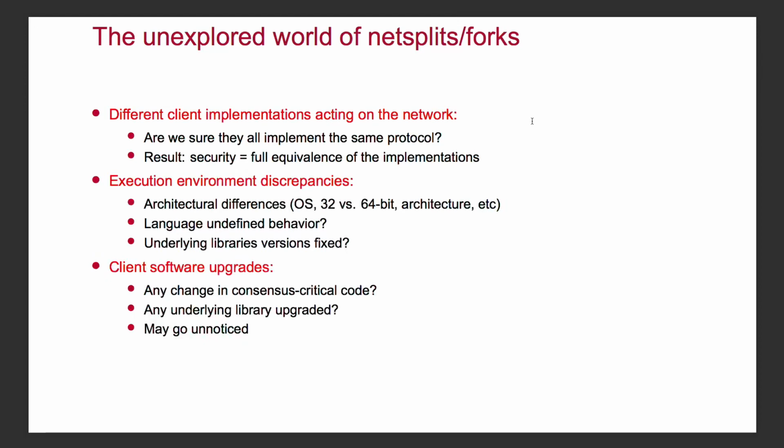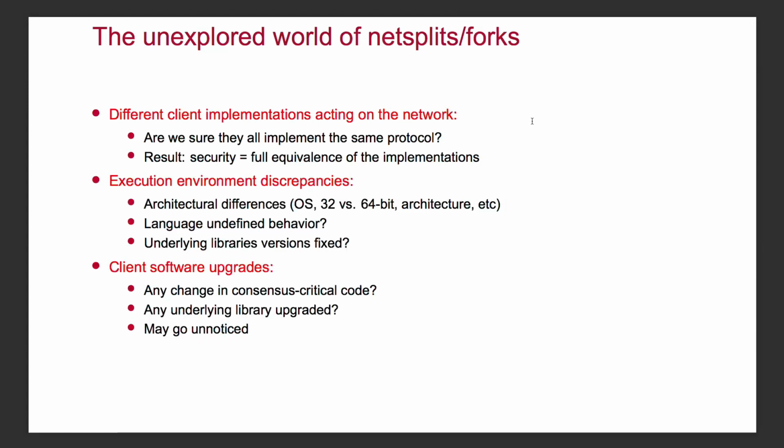So what else? Yeah, execution environment discrepancies. Even if there are no multiple implementations running, even if I have just my, for example, C++ implementation, it may still be running on different operating systems, on different architectures, like 32 or 64-bit. There may be some differences that I don't know about currently that are going to make the client behave differently. Or the client may use some kind of undefined behavior, for example undefined C++ behavior, which will turn one way on one system and another way on another system.